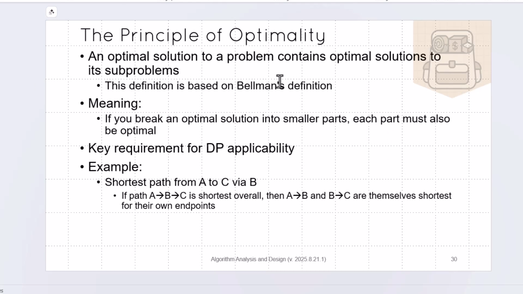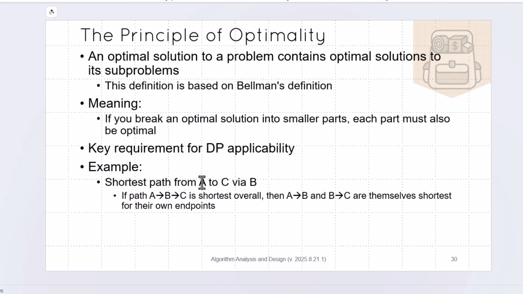So, principle of optimality, what is this? An optimal solution to a problem contains optimal solutions to its subproblems. I'll say it again. An optimal solution to a problem contains optimal solutions to its subproblems. That definition is based on Bellman's definition. The meaning is that if you break an optimal solution into smaller parts, each part must also be optimal. Key requirement for dynamic programming applicability.